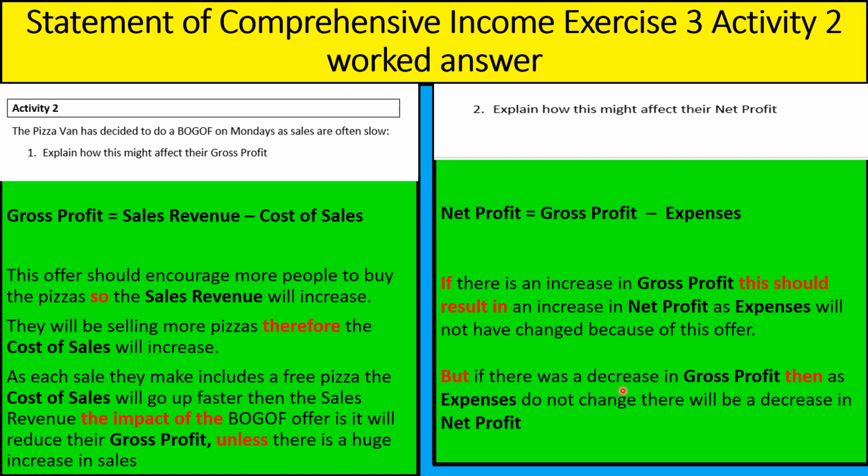But if there was a decrease in gross profit, then the expenses do not change, so there would be a decrease in net profit. So net profit could be positive or negative, it depends on the circumstances.